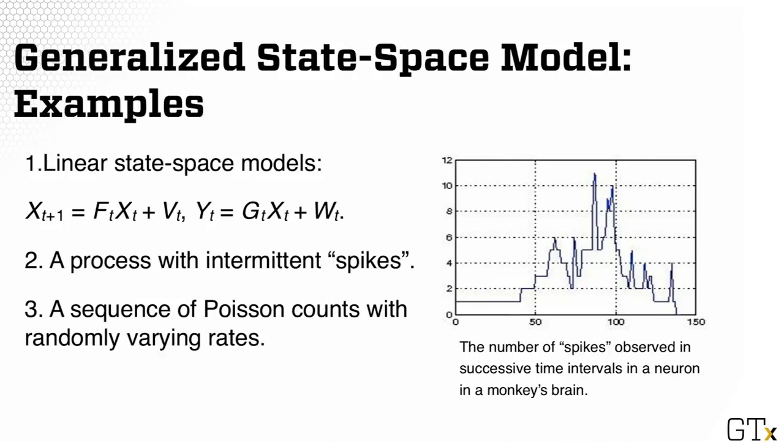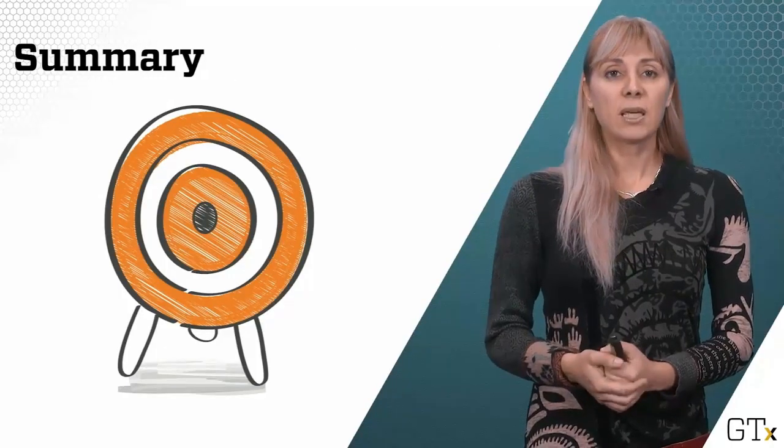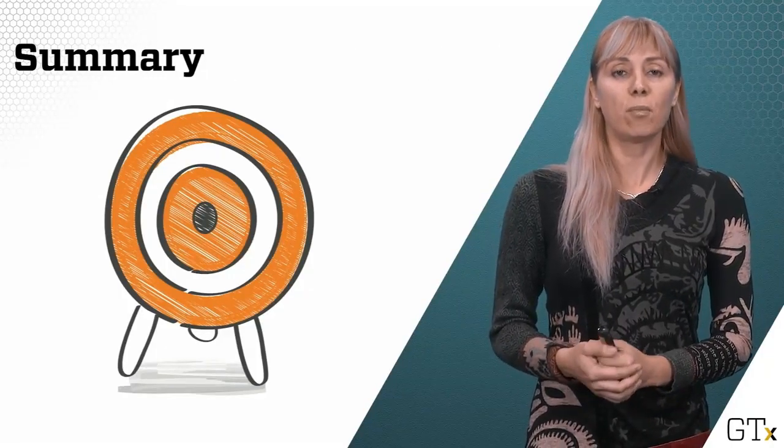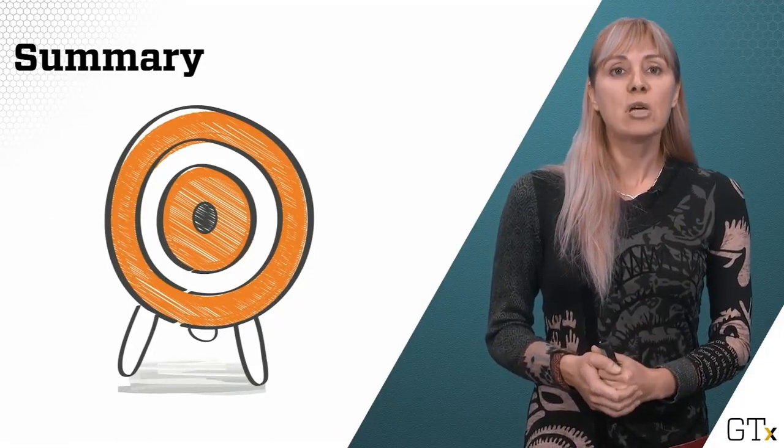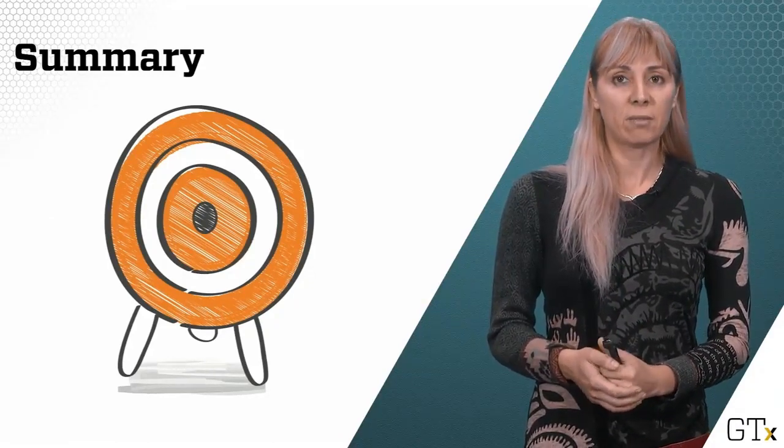This model applies to more general distributions, for example, time series of Poisson counts or intermittent spikes. This generalization is in the same realm of generalized modeling when extending the multiple regression model to generalized linear models. The distribution of the data or of the error terms does not need to be normal. It can take other distributions such as the Poisson distribution. In summary, in this lesson, I introduced the state space model, which applies generally to multivariate time series.